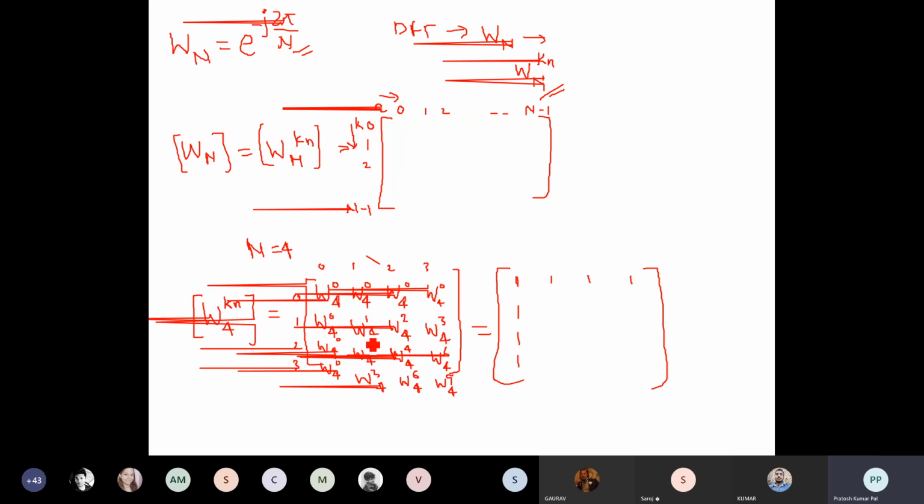ठीक है, now we need to find out W4 to the power 1. So हम W4 to the power 1 find out करेंगे. So Wn जो है इस हिसाब से दिया जा रहा है, तो उसकी पावर 1, it will be e to the power minus j 2 pi by 4, and that should be power 1, so power 1 should remain the same, so it will be e to the power minus j pi by 2.